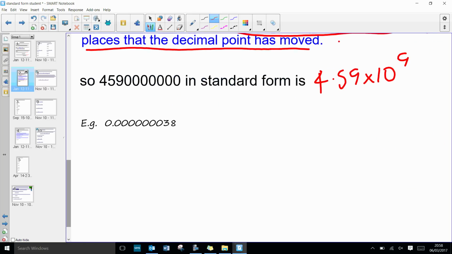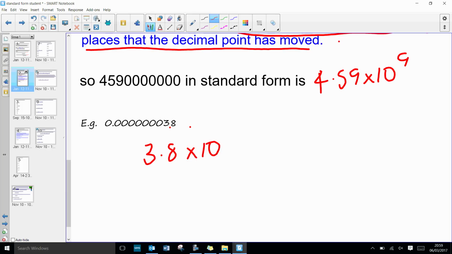Okay, let's look at this number. This number is a small number. We can tell it's a small number because it's 0.000. Okay, so straight away we know that we're going to be looking at a negative power. Principle is the same. First of all, we move our decimal point so that it's after the first digit. So that in this case would be between the 3 and the 8. So we write 3.8.